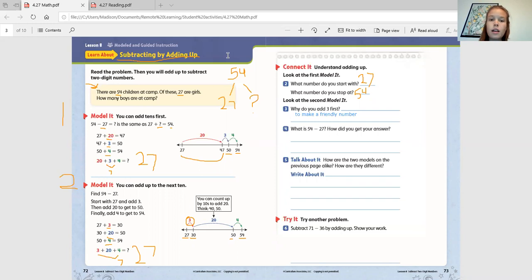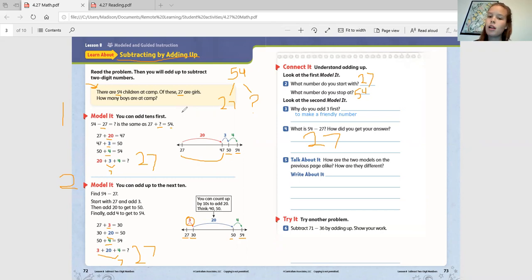So what is our answer to 54 minus 27? It's 27. That's kind of funky because it's the same number that you're subtracting by. But that is our answer. And we got it by adding up 2 different ways and got the same answer.